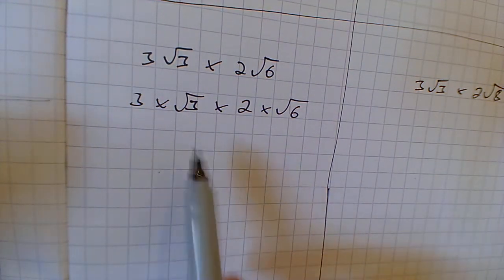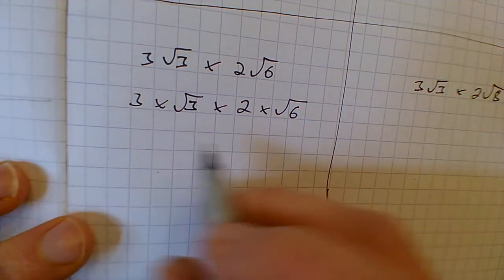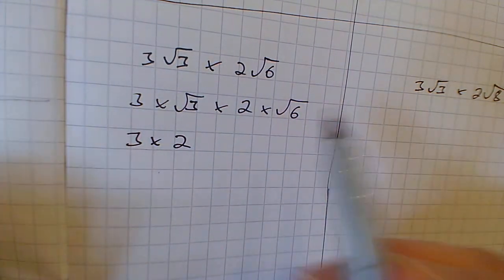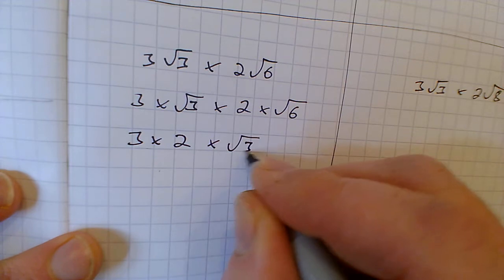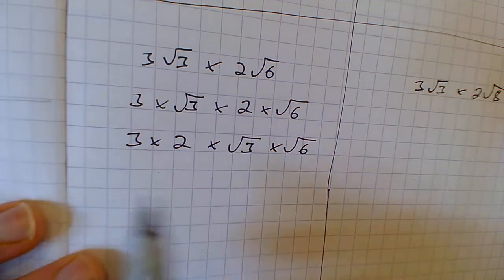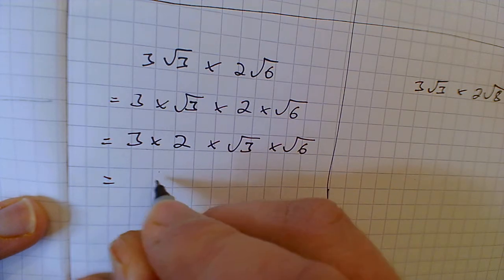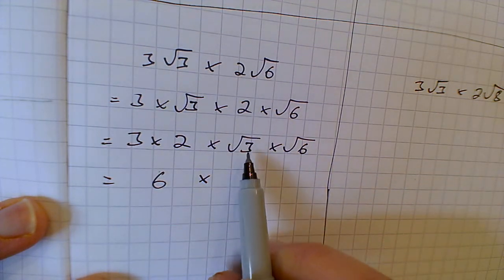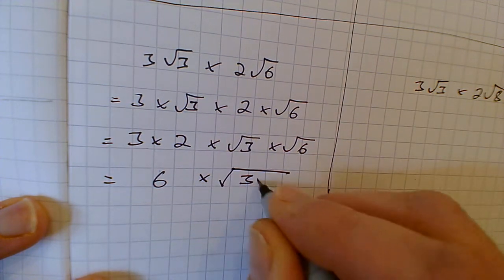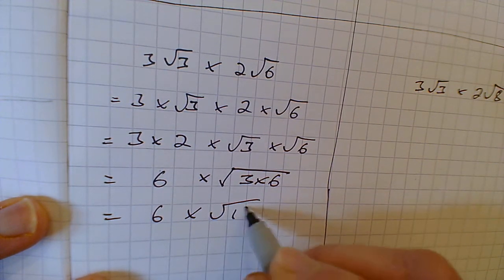Now, as I said before, you can do multiplication in whatever order you want. 2 times 3 is the same as 3 times 2. So I can write this as 3 times 2, that's taking the integers, the whole numbers, and then the square root parts. So that's the same question, just written in a slightly different form. Well, I think that you know that 3 times 2 is 6, I hope you do. And as we did before, the square root of 3 multiplied by the square root of 6 is the same as the square root of 3 times 6. So that's the same as 6 multiplied by the square root of 18.